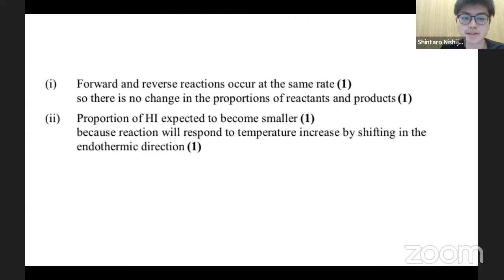In regards to pressure, you'll be thinking about the side with the smaller number of moles or the side with the larger number of moles. That's how you want to learn it, because you don't want to accidentally remember the wrong thing.